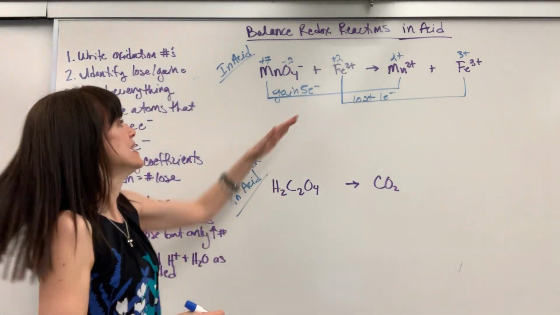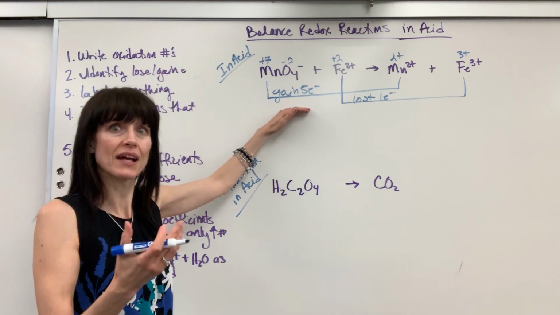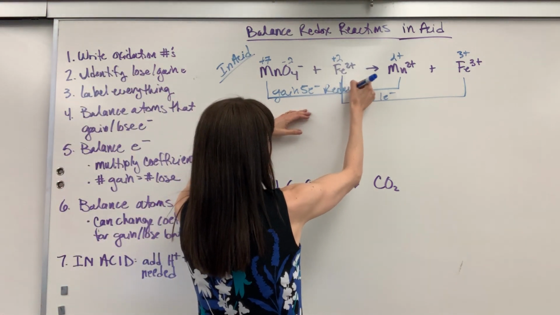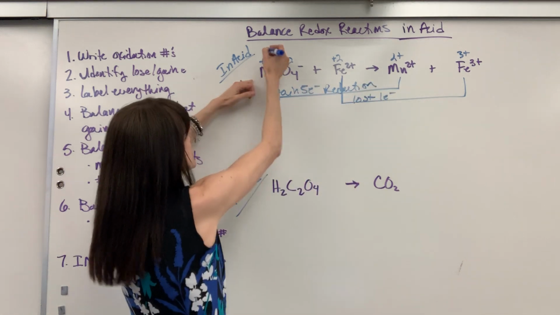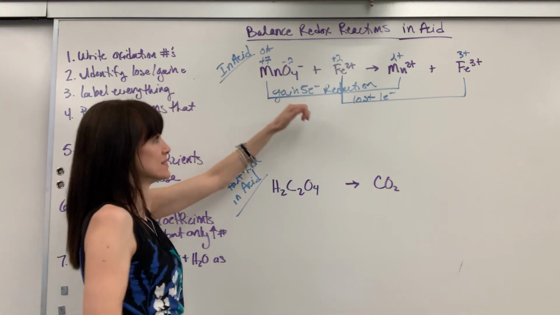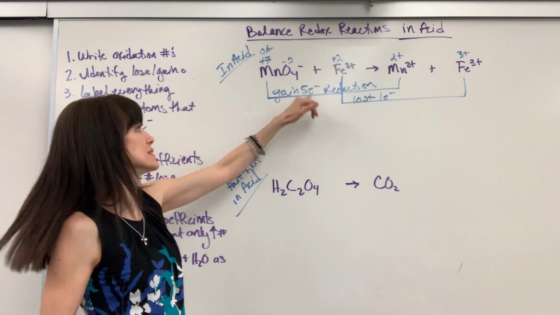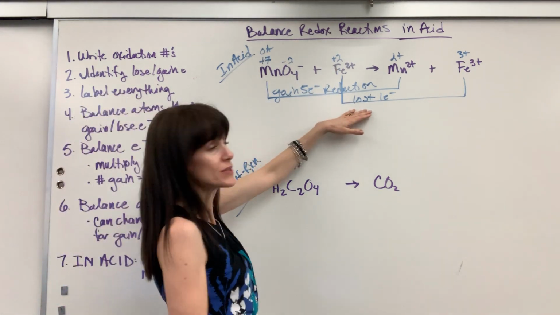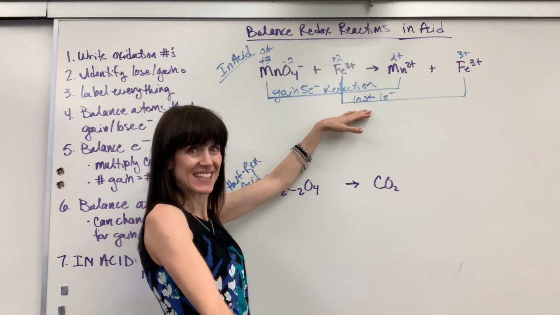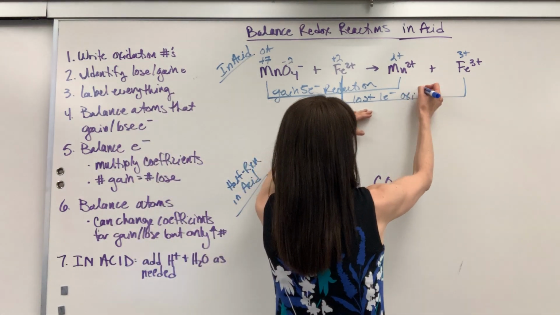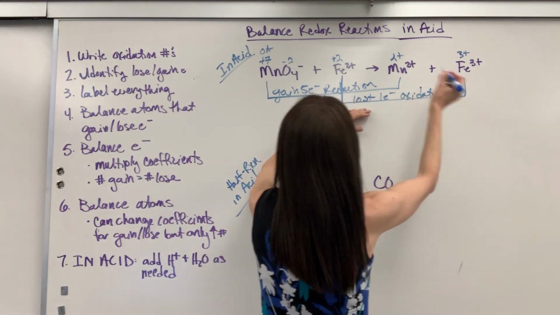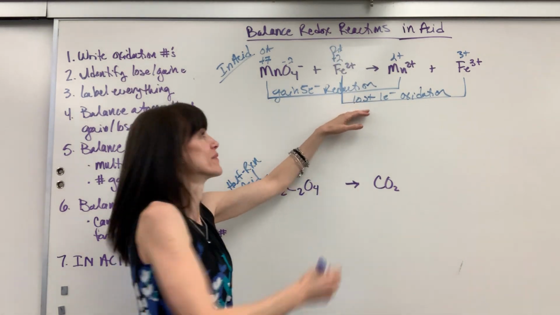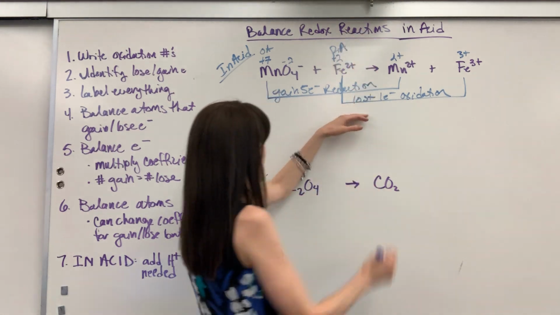Now naming this, gain electrons. That's our LEO the lion says GER. Gain electrons, reduction. So this is reduction, and whatever is reduced is the oxidizing agent. If something's gaining electrons, that means it has to force a different species to lose electrons. Lose electrons, oxidation. That's the LEO. So this is oxidation, and whatever's oxidized is the reducing agent. It's going to force something else to gain electrons.